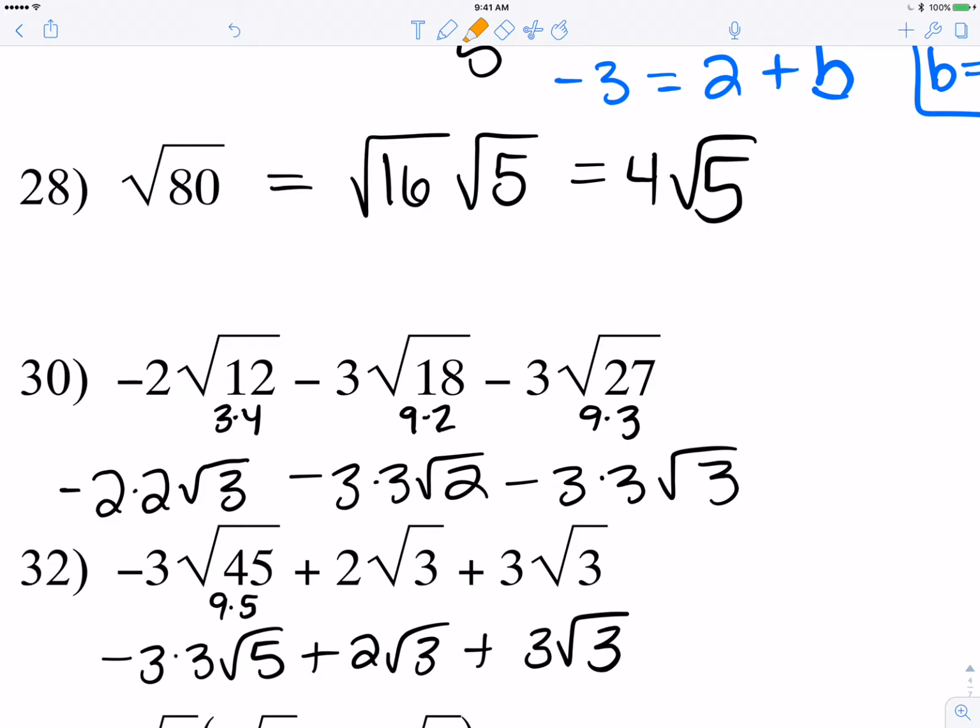28. 80 breaks up into 16 times 5. You can take the square root of 16, it's 4, so that comes outside of the square root. You cannot take the square root of 5, so it stays inside. So your answer is 4 times the square root of 5.